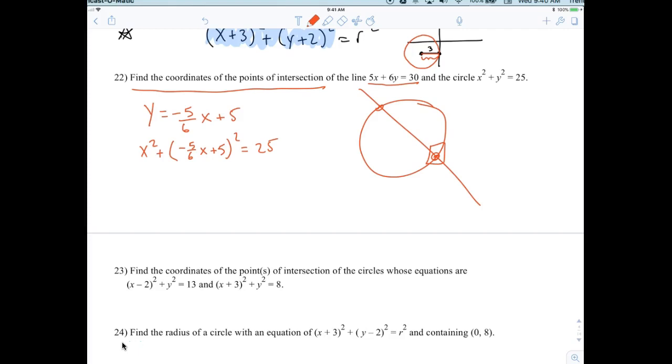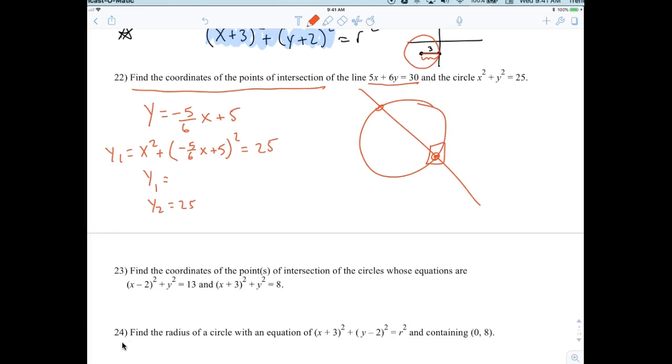So now this is the case where we can use our calculator to help us. All right. So what I mean by that is under y1, I want you to type in this equation right here. Under y1, type in x squared plus parentheses negative 5/6 x plus 5, close it, squared. And then under y2, I want you to put 25. Please listen. If you have a question, let me know.